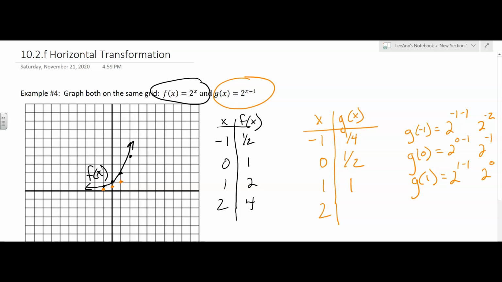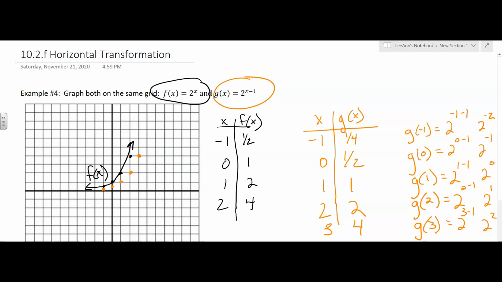And then if you plug in 2, you'd have 2 to the 2 minus 1, or 2 to the first power, which is 2. That would be right there. And then to get the 4, you'd have to put in 3, right, because g of 3 would be 2 to the 3 minus 1, which is 2 squared, and that's how you'd get the 4. So it'd be like over here.